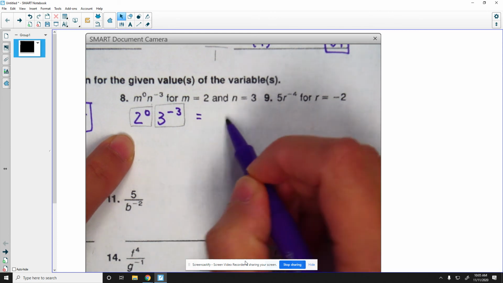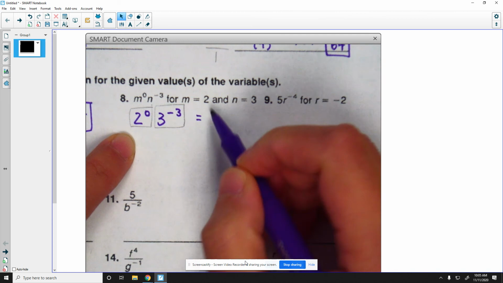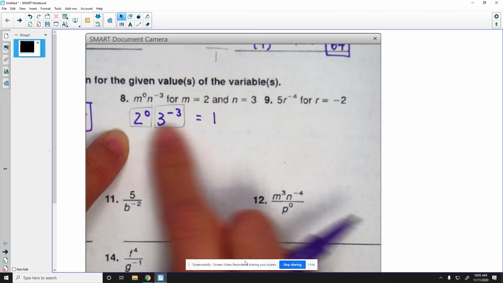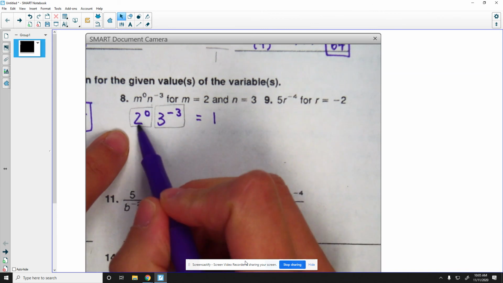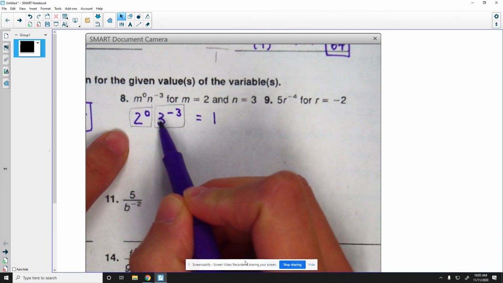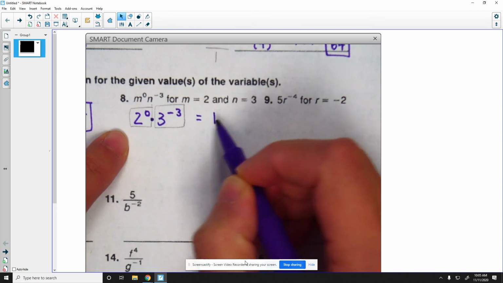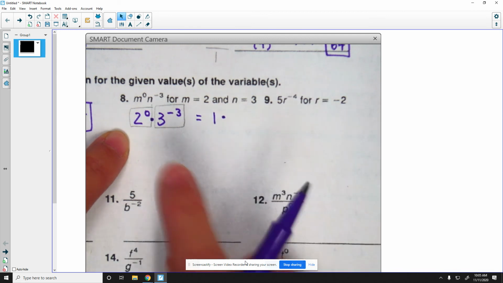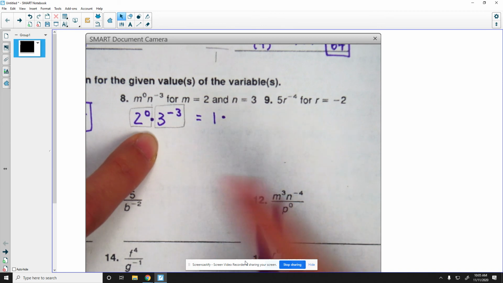Okay, so if I do this, 2 to the 0, what is 2 to the 0? 1. Does that make sense? Anything to the 0 is just 1. Now, I don't see any symbols between. If you don't see a symbol, what is always your symbol in between? Multiply, times. So it's really saying what's 1 times 3 to the -3.